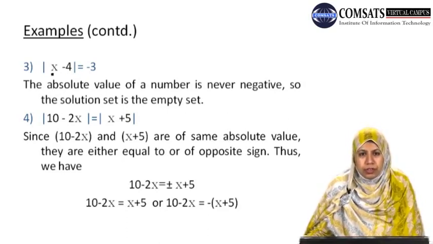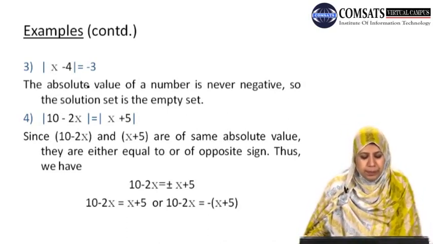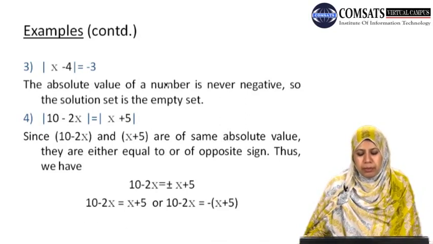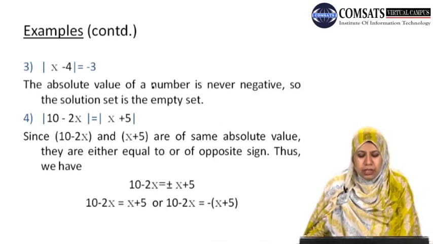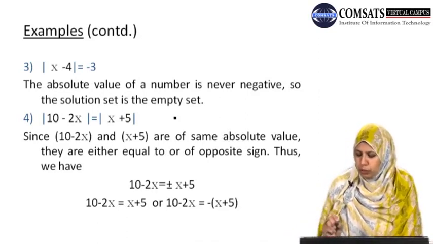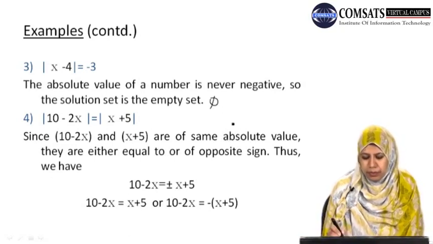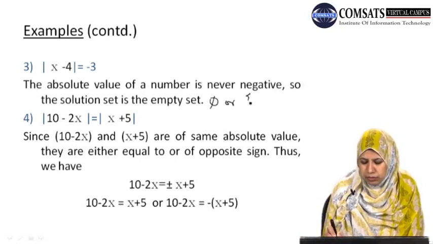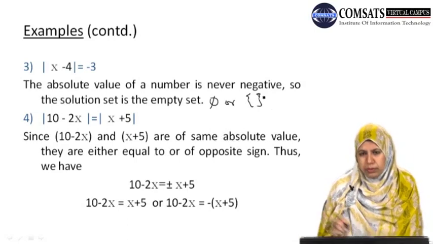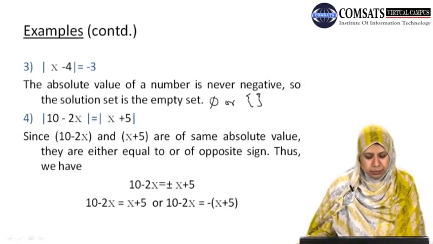So the solution of this type of equality containing absolute value will be, the absolute value of a number is never negative, so the solution set is the empty set. And we all know what we mean by an empty set, that is this set, or these brackets without any element inside.